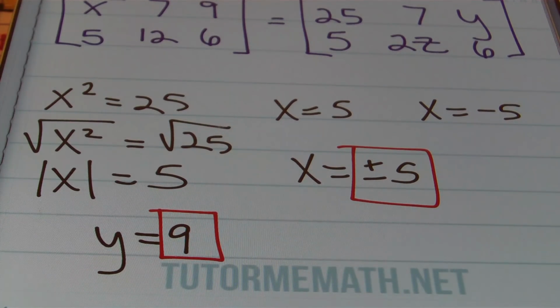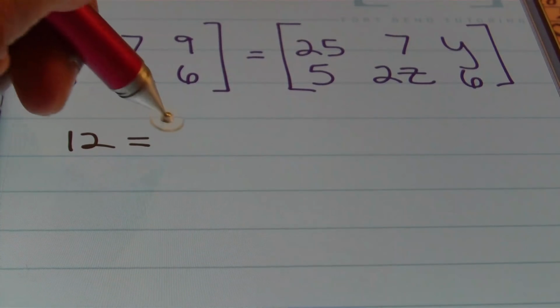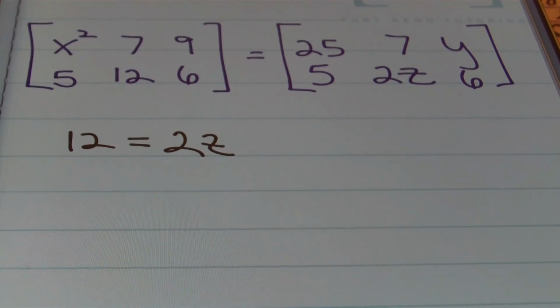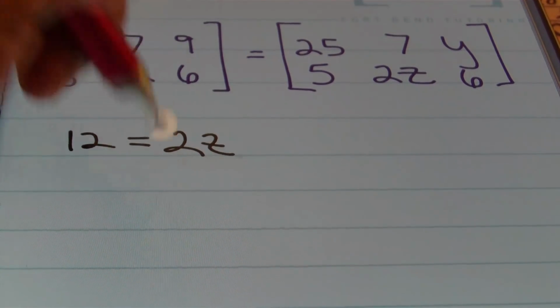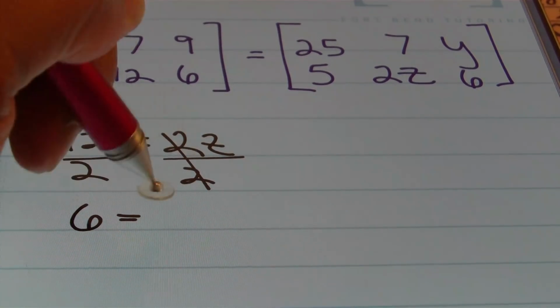We'll set up an equation that reads 12 equals 2z. But we don't have any room, so we'll do it on the next page. So we have our original problem here, and now we'll be solving for z by setting up our corresponding elements that we'll find in the second row and in the second column. We'll say that 12 equals 2z, and we'll go ahead and solve for it. So I'm going to divide both sides by 2, and 6 equals z.